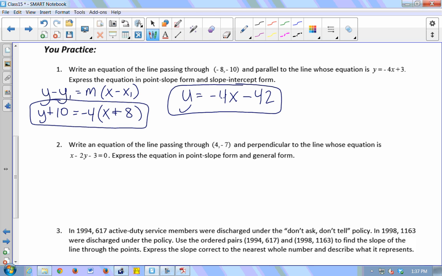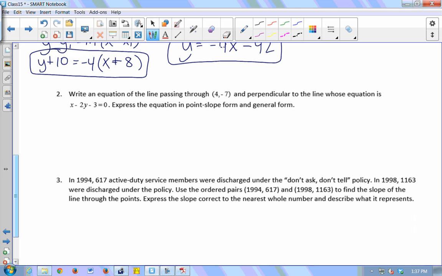Okay. So if I want to write an equation for a line that goes through 4, -7, and is perpendicular to x minus 2y minus 3 equals 0, I'm going to start with point slope form. Yeah, I should probably turn my other equation, x minus 2y minus 3 equals 0, into slope-intercept form. Why do I want to do that? Because I need the slope. I need to know the slope of this line. The easiest way to figure out the slope of this line is to solve for y.